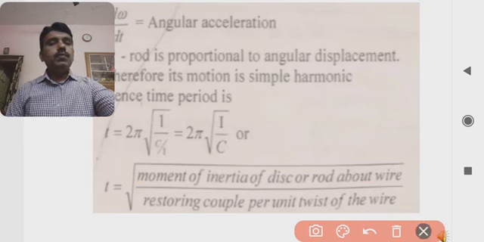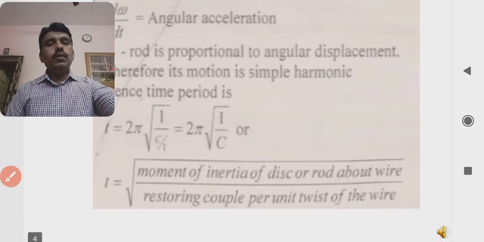So this is the simple case, and this is how the torsional pendulum works.